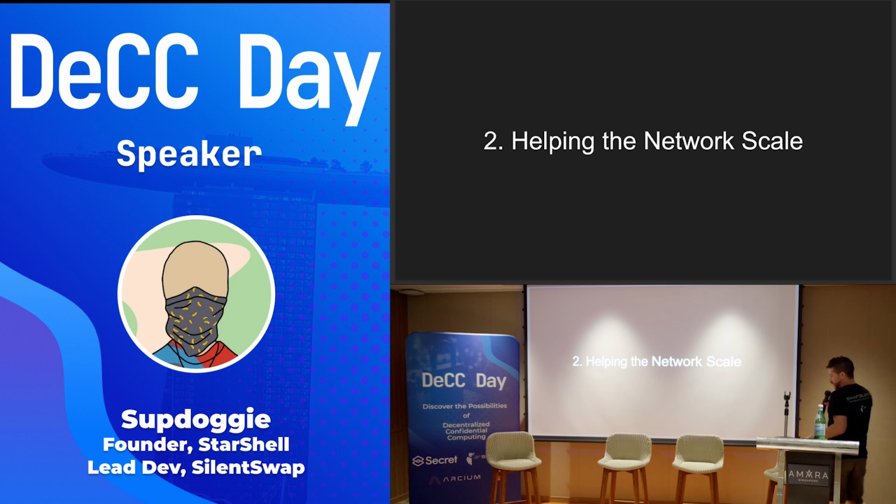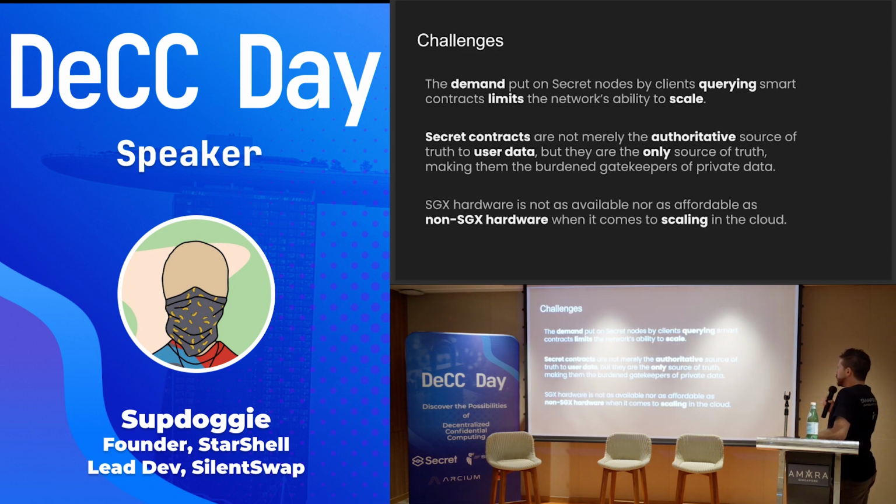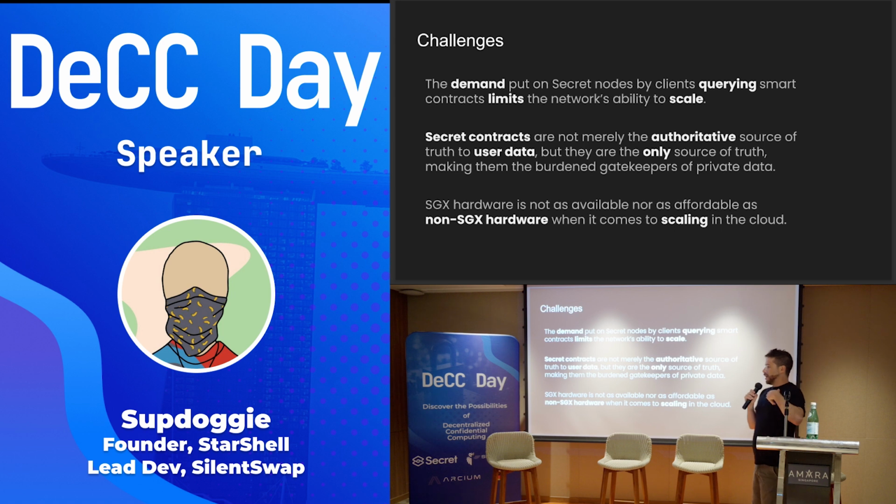All right, and so finally, probably the most relevant part of this talk for today, helping the network scale. Next slide, please. Okay, so on Secret Network, there are certain challenges when it comes to adding a bunch more users, because when you are trying to query a secret contract, say for a balance, that request has to go into a secret node where it gets encrypted, fed into the trusted execution environment, ran inside of the enclave in a light client. The results get encrypted and sent back to you.